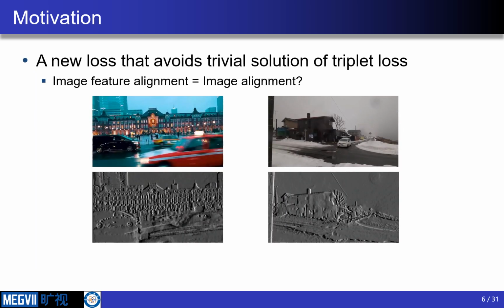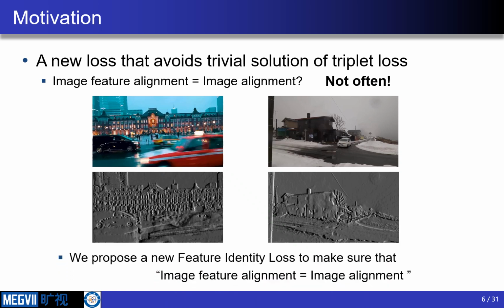Deep features are usually adopted to achieve more robust estimation. We found that when using triplet loss to learn alignment on deep features, training is often unstable or even the model does not converge. The primary reason is that image feature alignment is not always equal to image alignment.